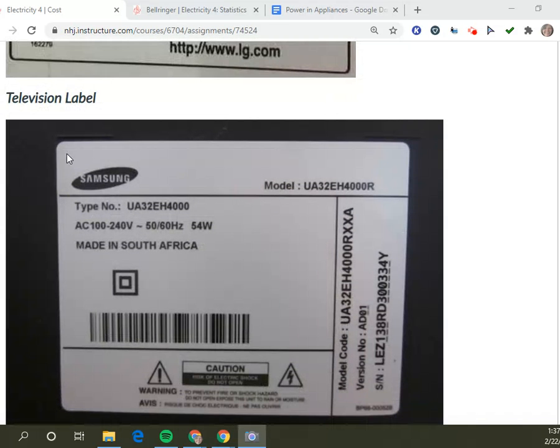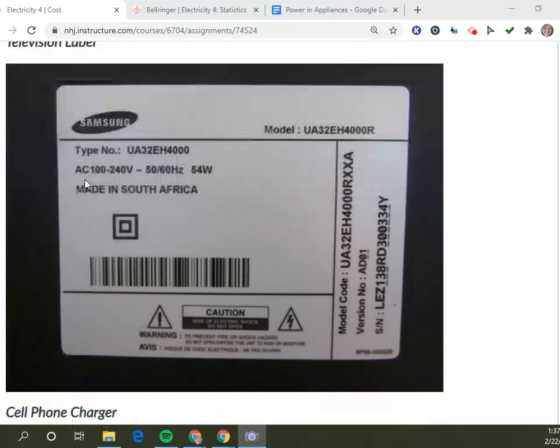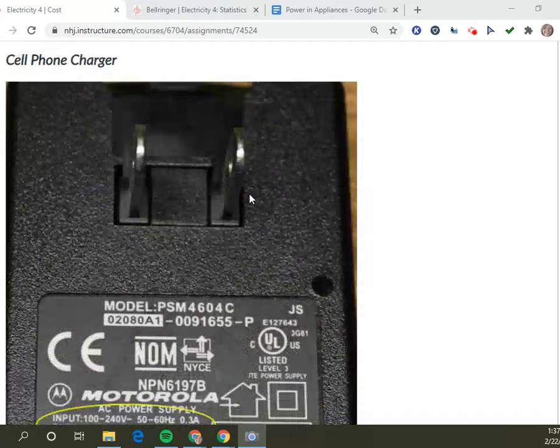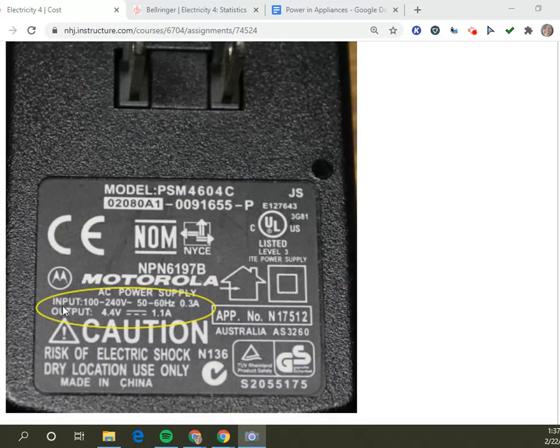Here's a television label. So you're given the watts on this one, 54 watts. Okay. And then you come down, here is a cell phone charger. In this case, you're given the volts and the amps. Okay, so you can use what's in this circle here. And actually, to charge it, you could use between 100 and 240. It's easier to use 100. And then the 0.3 amps.